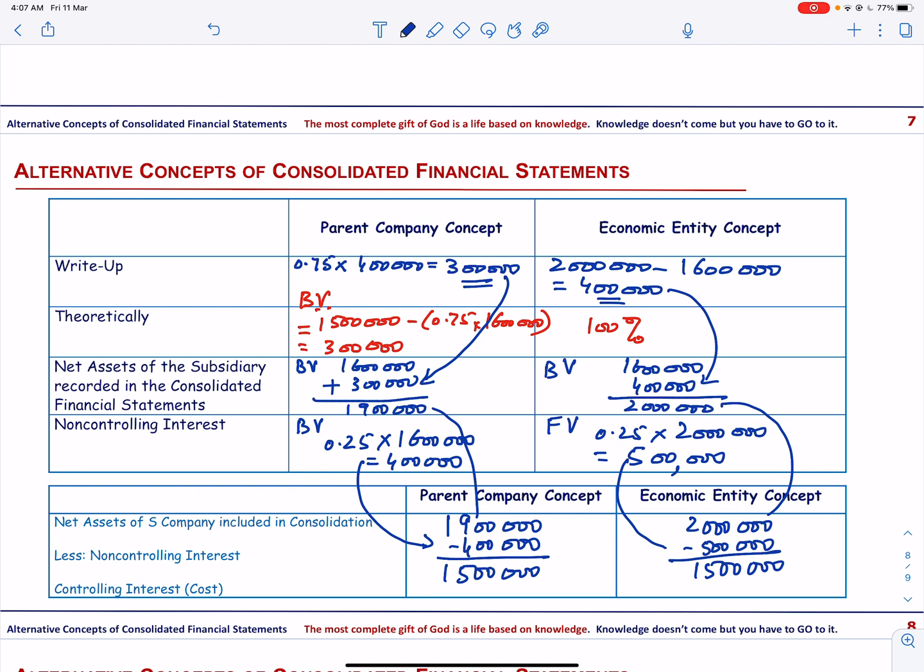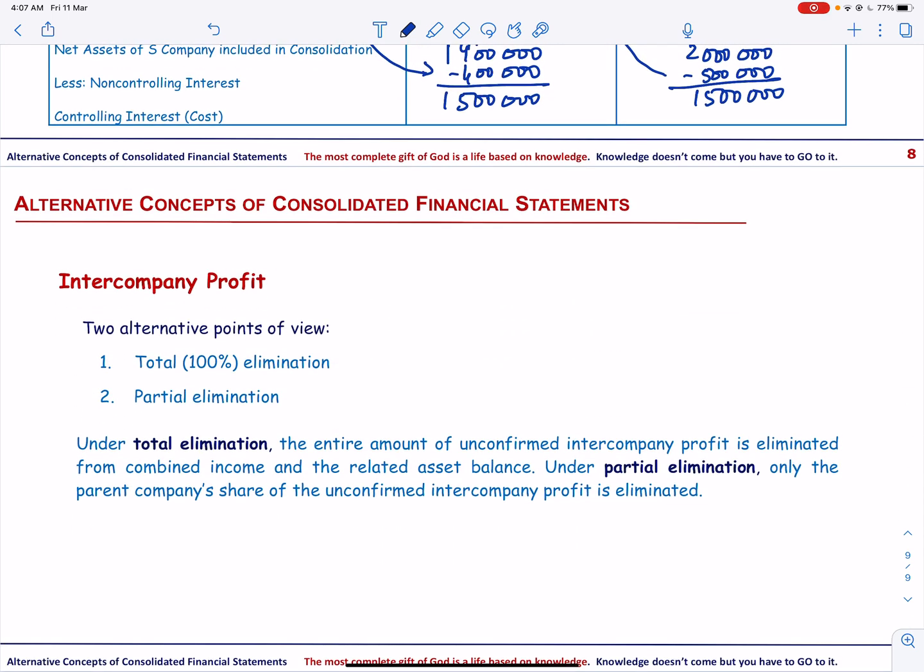And finally, let us talk about intercompany profit. Regarding intercompany profit, there are two alternative points of view: total 100% elimination or partial elimination. Under total elimination, the entire amount of unconfirmed intercompany profit is eliminated from combined income and the related asset balance. Under partial elimination, only the parent company's share of the unconfirmed intercompany profit is eliminated. We will elaborate more about it in the videos to follow. So this completes this session on alternative concepts of consolidated financial statements.